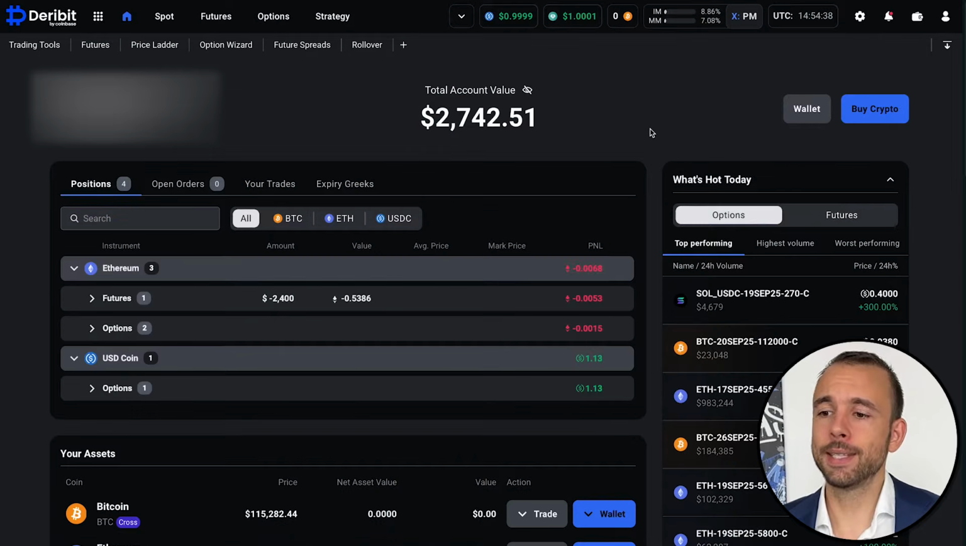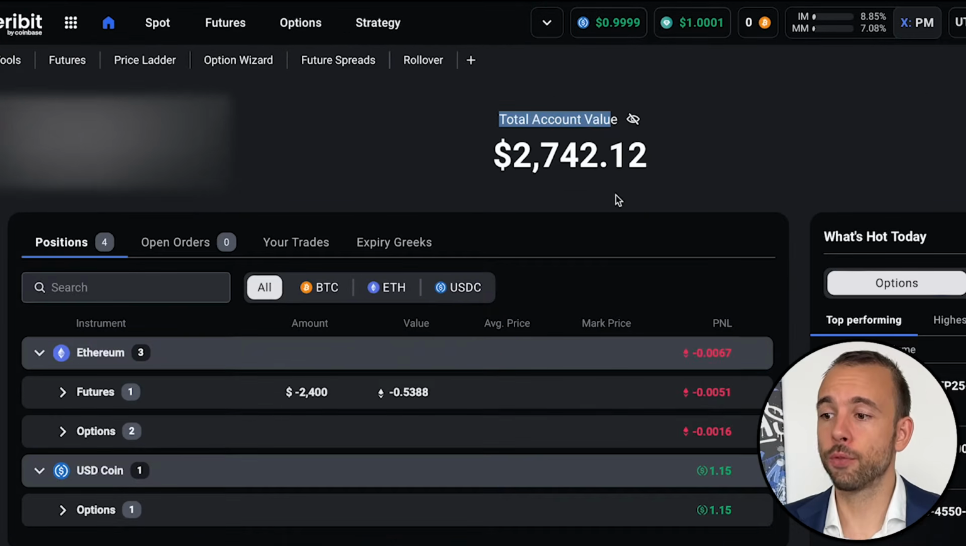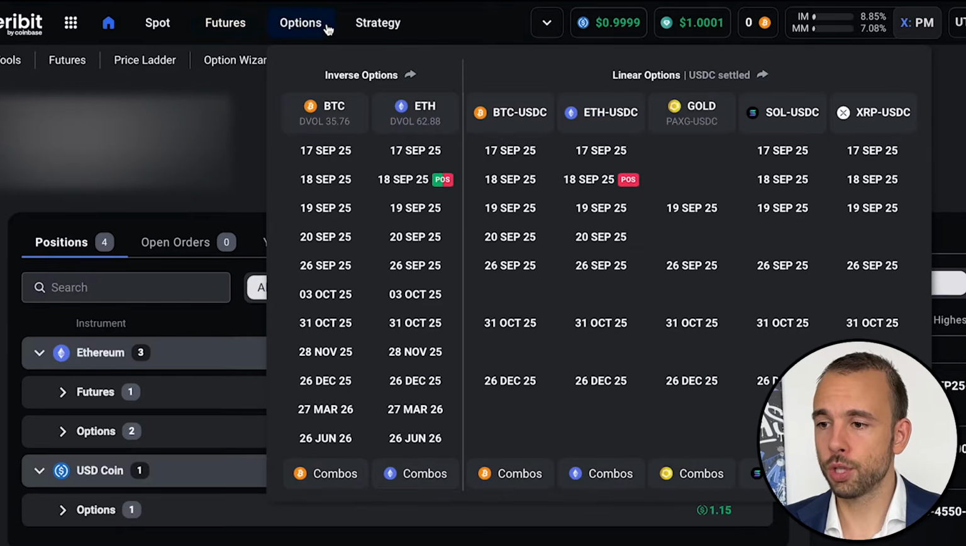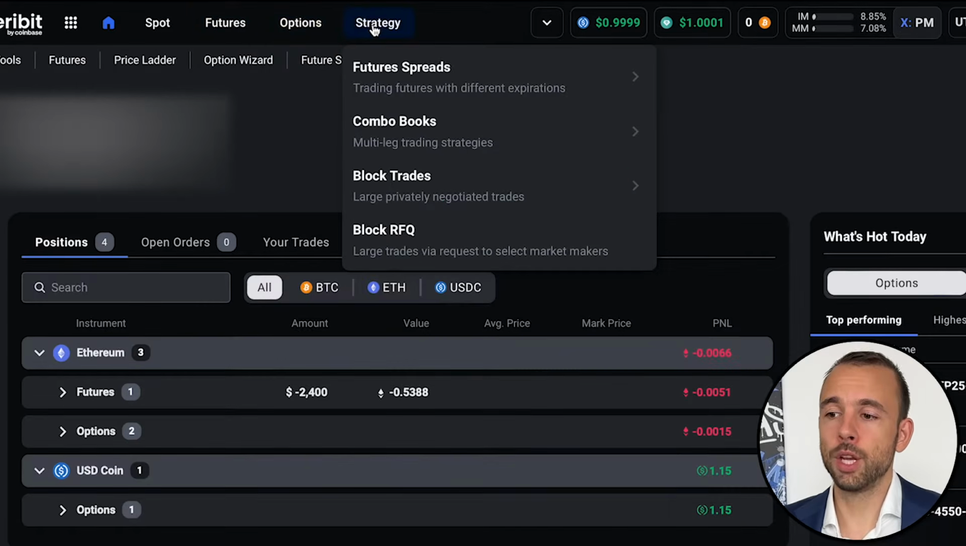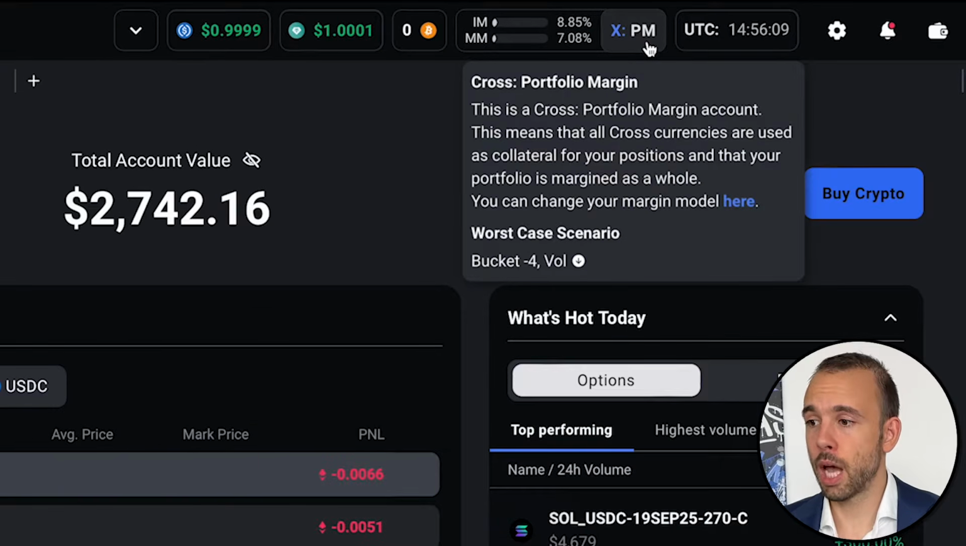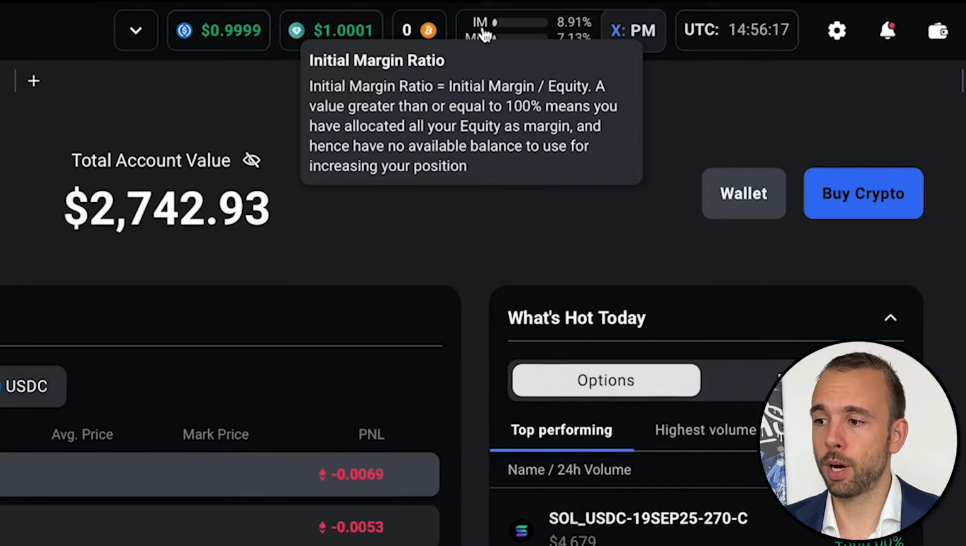And now let's take a look at how to use Deribit. Here you can see the main page of the Deribit account. Here you can see the total value of your account and all open positions that you have. On top we can find spot trading, futures trading, options trading, and also the page for different strategies. Also on top we can find the margin type that we currently use, and the percentage of initial margin and maintenance margin.